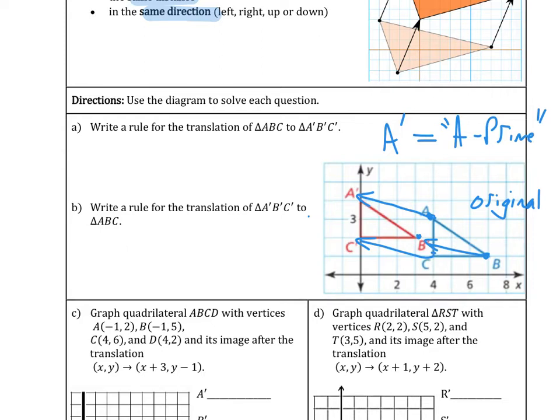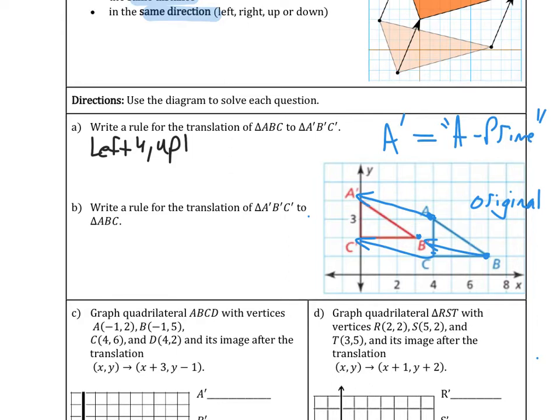And if you look at those, we see what's going on here. Well, they're all going left 4 and up 1. This one's going left 4 and up 1. B is going left 4 and up 1 to its new place. So the key here is that we're going left 4 and up 1. They all move the same.